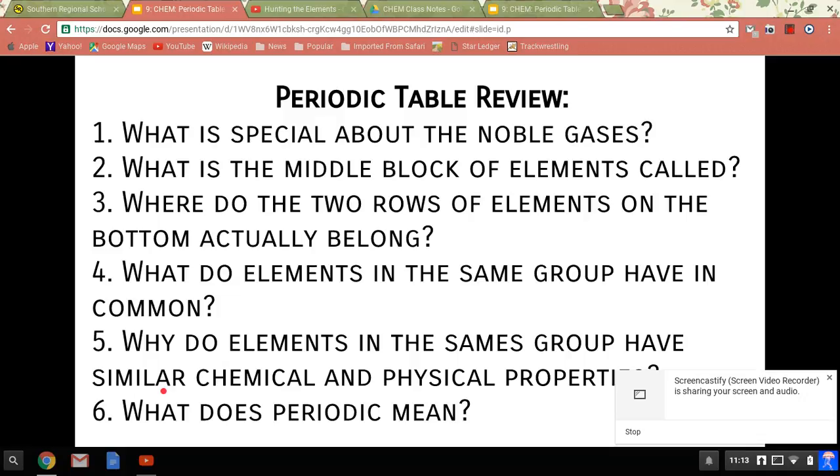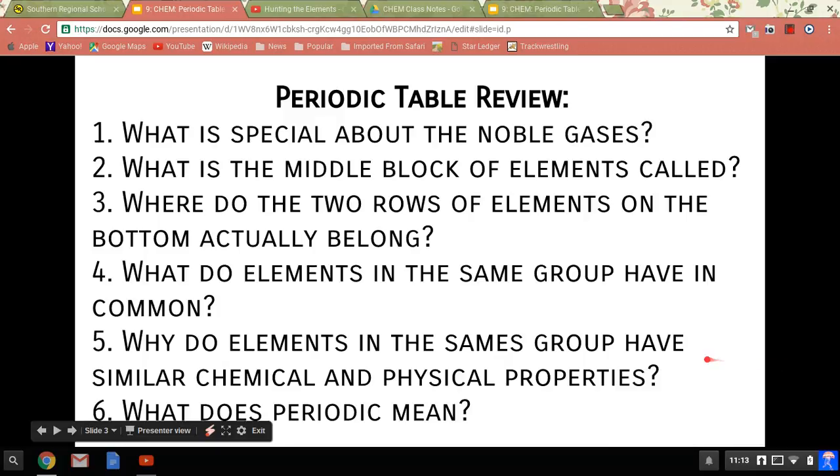Elements in the same group have a lot of things in common. Remember that groups are also called families, so they share a lot of similar physical and chemical properties. They also have the same number of valence electrons. Why do elements in the same groups have the same physical and chemical properties? It comes from their electron configuration. Since their ending electron configurations are all similar and they all have the same number of valence electrons, they all behave in similar ways.